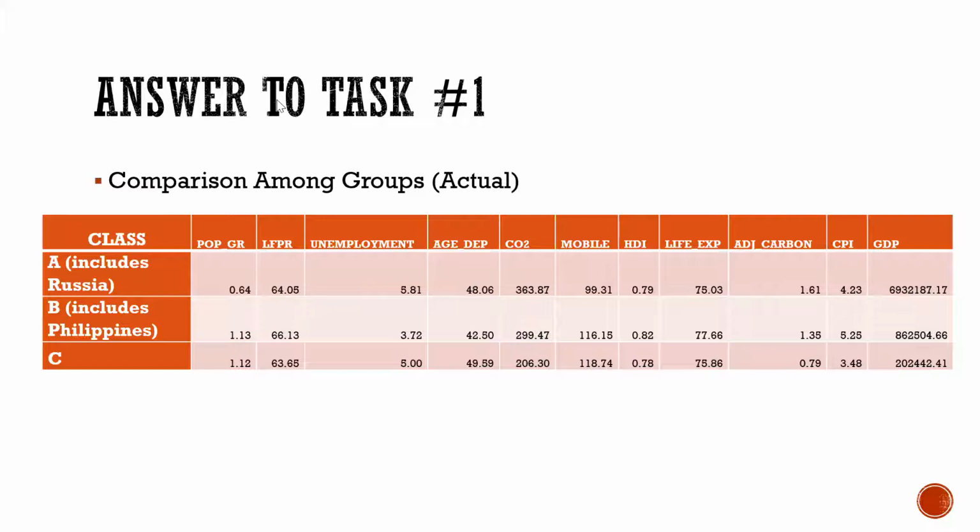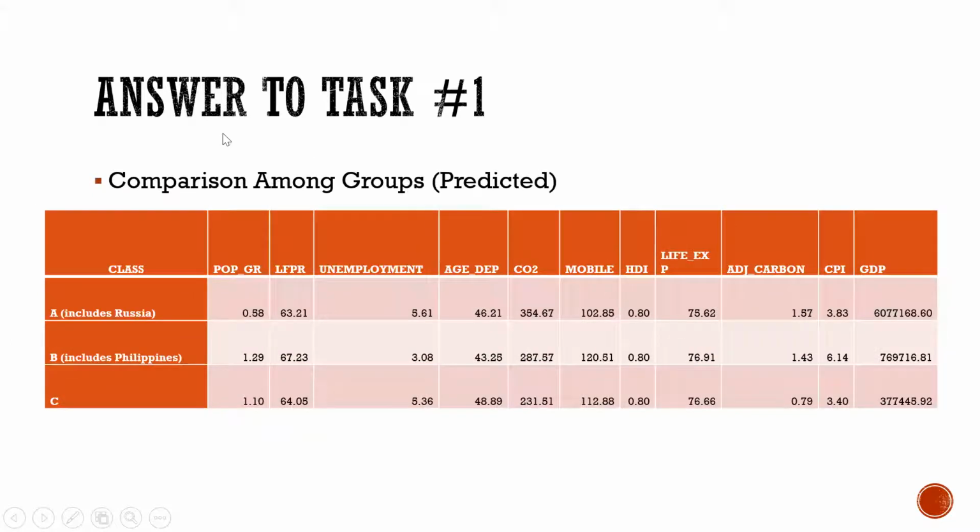And for the comparison of the groups, this is the actual. So Russia is included in class A, Philippines is included in class B. So here are some of the means, mean population, growth rate, and then the GDP. For the predicted, this is the comparison. So that's all.